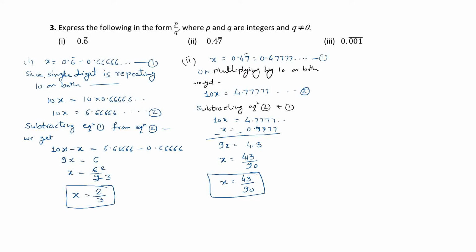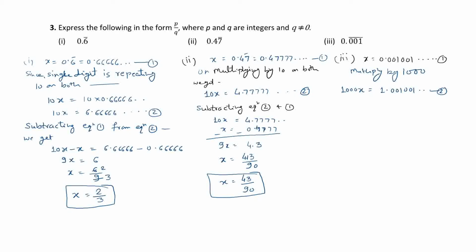So here let's solve the next problem, that is x is equal to 0.001001 and so on. So this is equation number 1. Here we can say since 3 digits are repeating, we will multiply by 1000. After multiplying on both sides, we will get 1000 times x equal to 1.001001 and so on. So this is equation number 2.